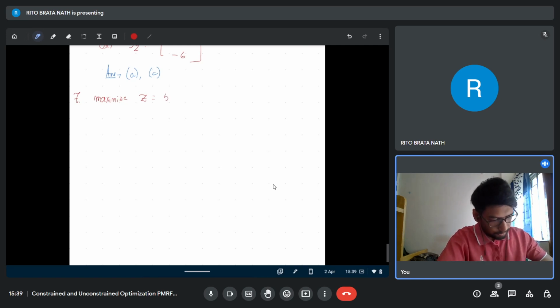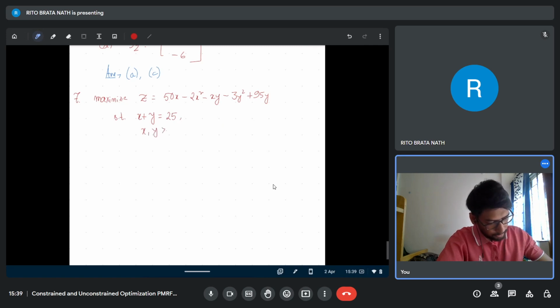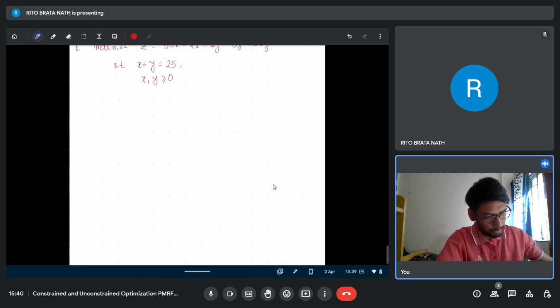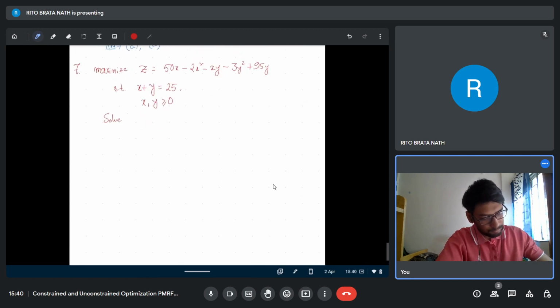So this problem is maximize Z equals 50x minus 2x squared minus xy minus 3y squared plus 95y, subject to x plus y equals 25, x and y greater than or equal to 0. Solve the optimization problem by method of substitution.